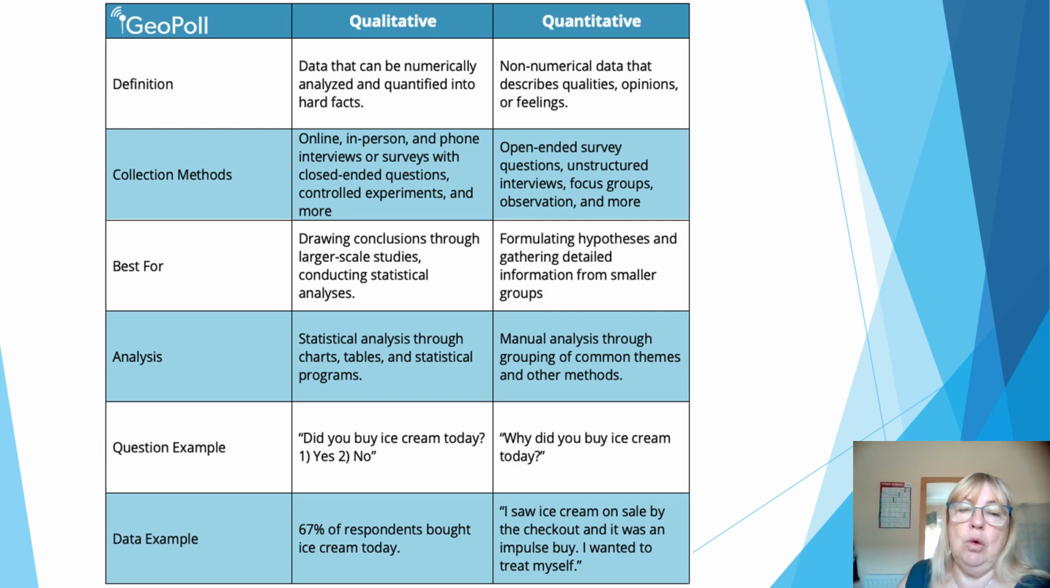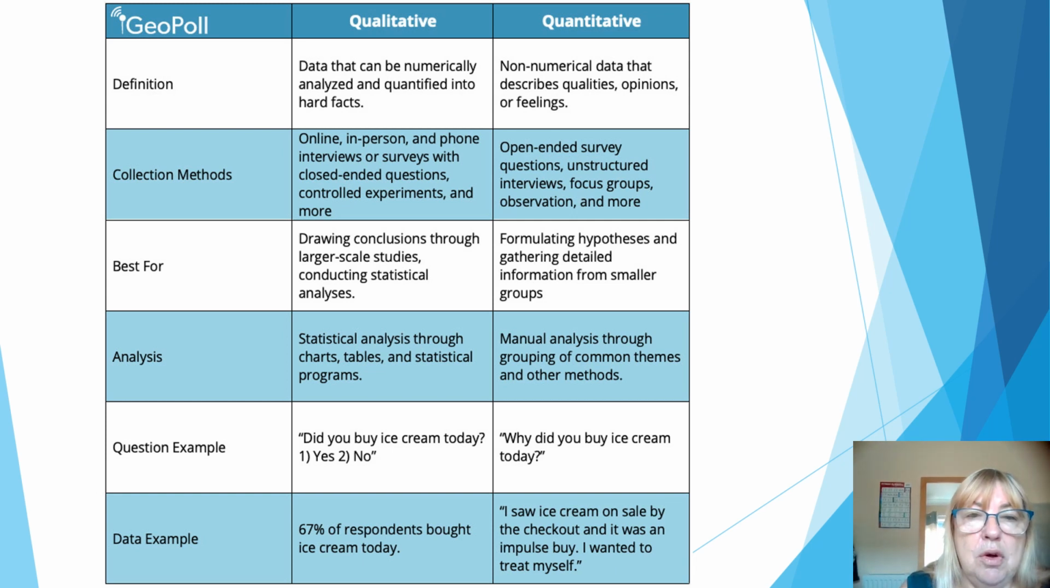A question example for quantitative data is: did you buy an ice cream today? Yes or no? So you could say 30 people bought an ice cream today. Qualitative is: why did you buy an ice cream today? I was thirsty. I was hungry. I was hot. I had a bad day and I needed something to cheer me up. All sorts of different answers you can get, and you would find the themes in that.